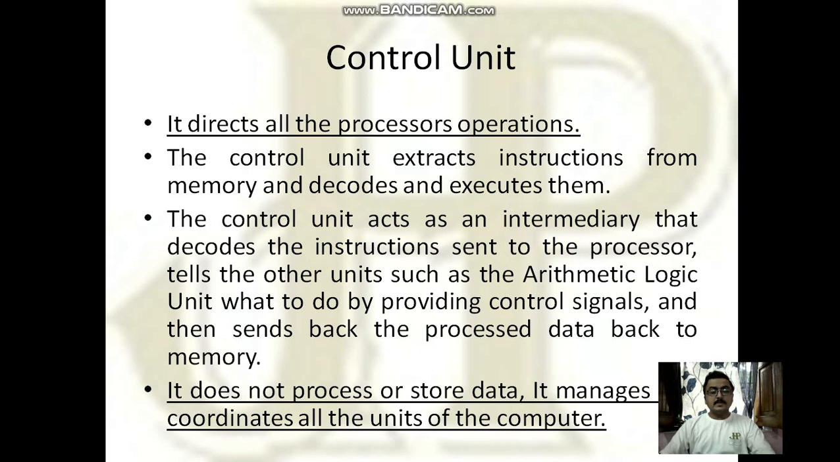It does not process or store data. It manages and coordinates all the units of the computer. Okay?